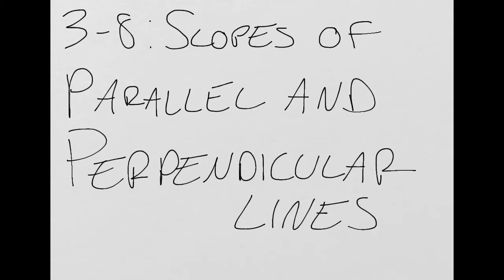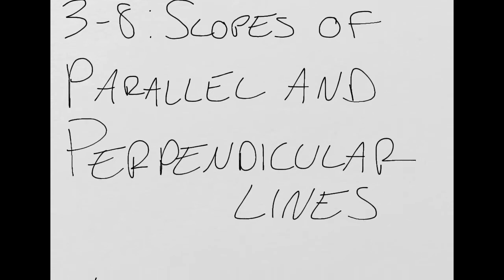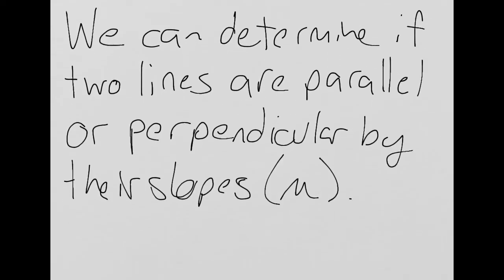Alright, this is section 3-8. This is slopes of parallel and perpendicular lines. So the key idea from this chapter is going to be that we can determine if two lines are parallel or perpendicular by their slopes. And if we remember, slope is denoted by m.